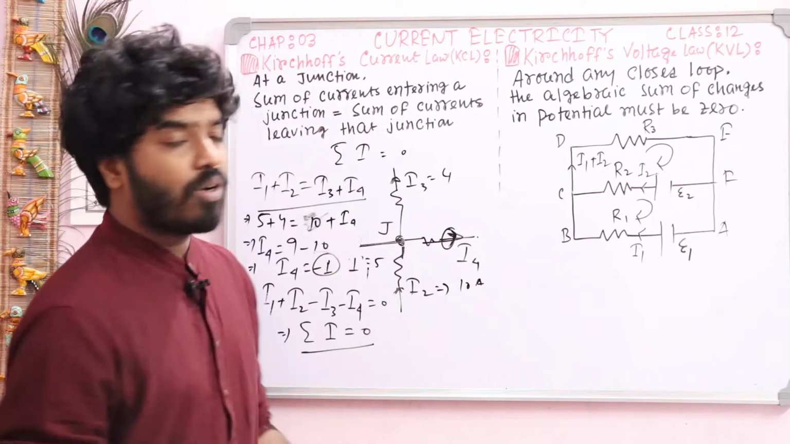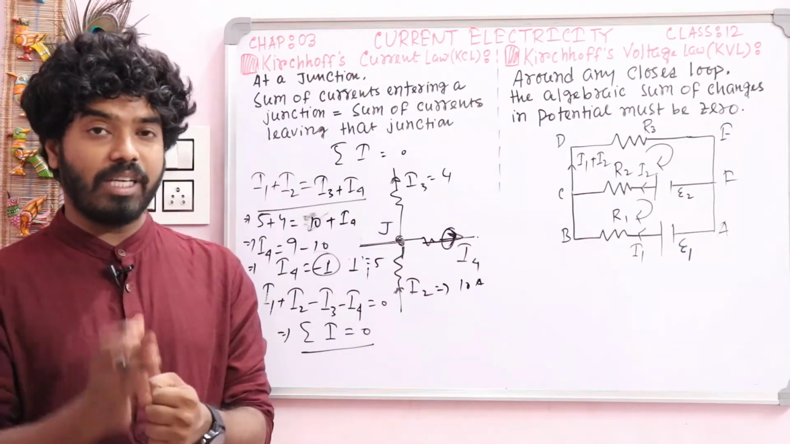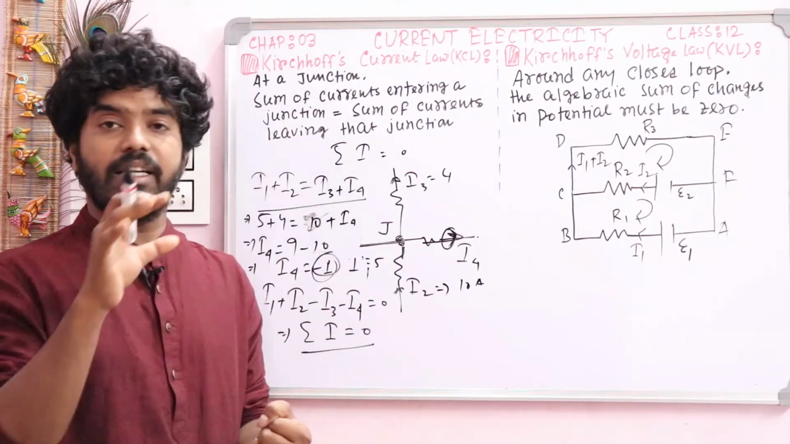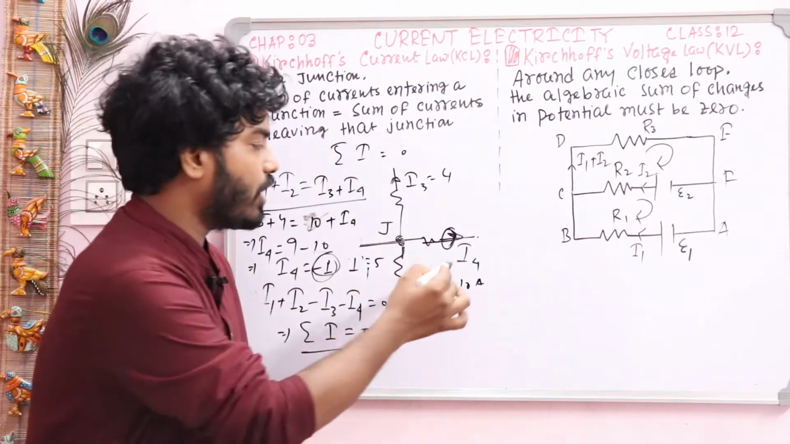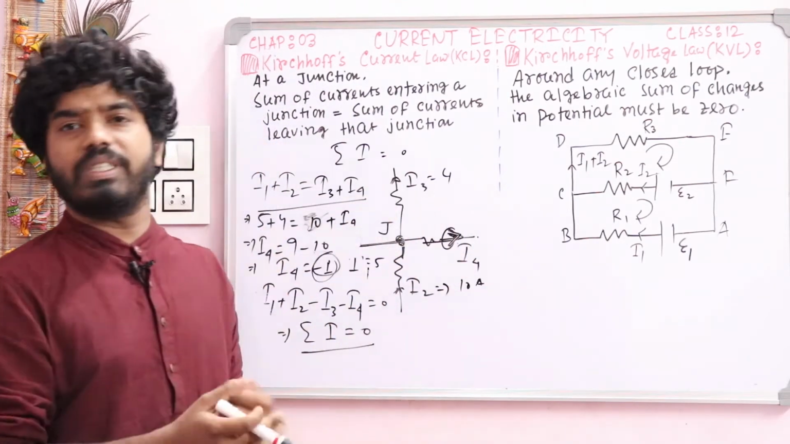Now the question is, what is the meaning of this negative sign? Important part, students: the negative sign indicates that the direction of current, which was taken in this way, will be the opposite.